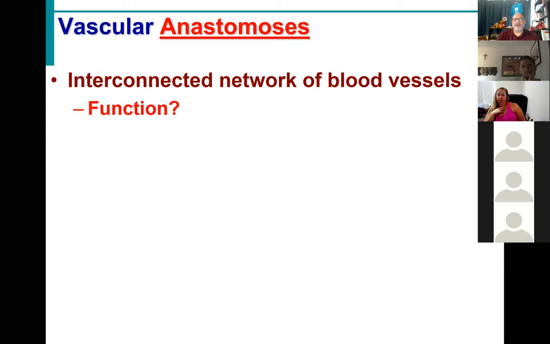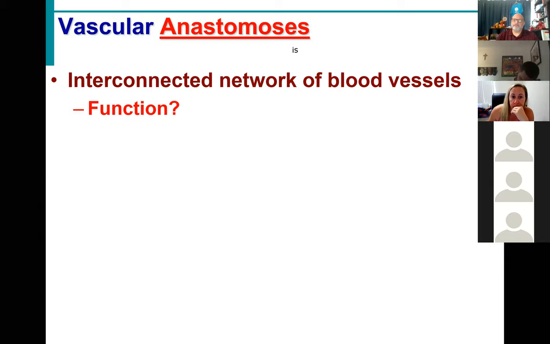Anastomoses, of course, is the plural. The singular is, of course, anastomosis, I-S at the end. These vascular anastomoses are interconnected blood vessels to give multiple routes for blood to flow. Why do we need these multiple routes? In case anything happens to any of the other blood vessels? Yeah, in case there's damage, in case there's changes in pressure, as we talked about. Why else might it be important to have multiple routes for blood to travel?